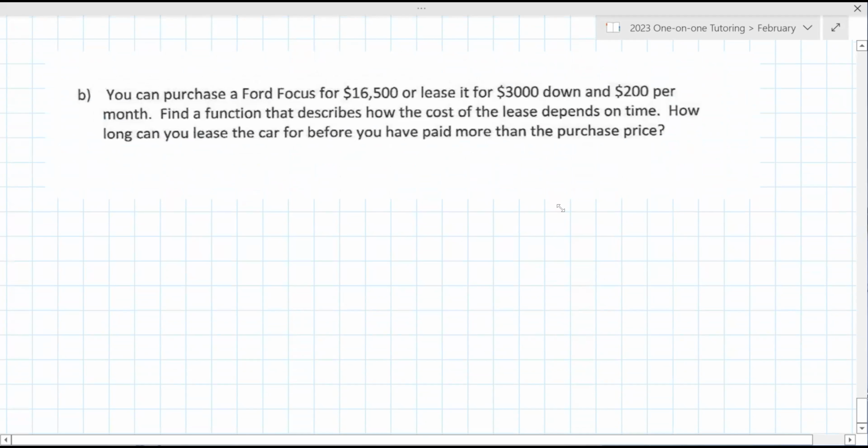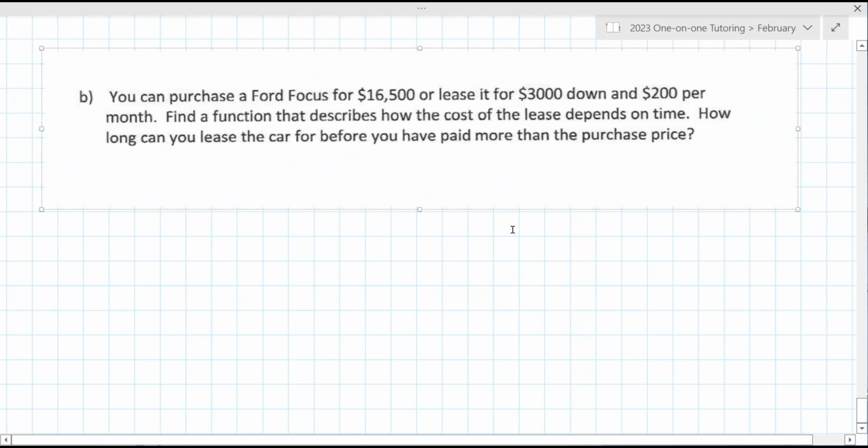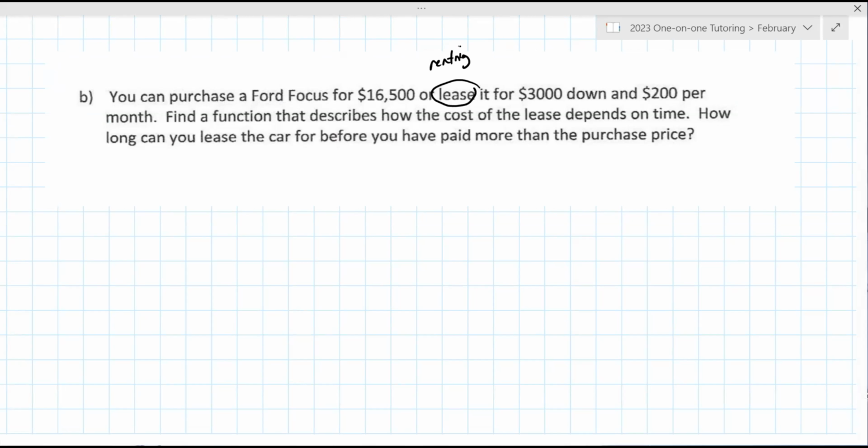You can purchase a Ford Focus for 16,500 or lease it for 3,000 down and 200 per month. Find a function that describes how the cost of the lease depends on time. How long can you lease the car before you've paid more than the purchase price? I'm gonna say not very long. Yeah, leasing is just below renting in terms of the actual numerical calculations about how bad you're getting ripped off. Renting is the worst, but leasing is a close second.